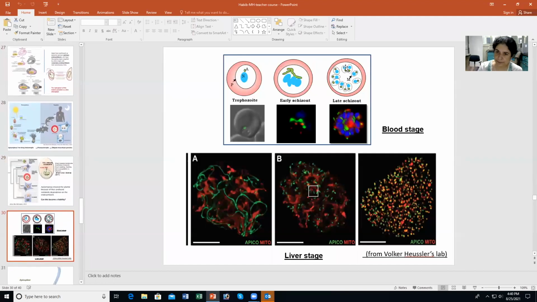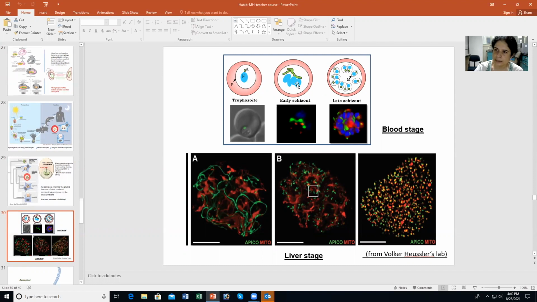Now, if you look at the apicoplast morphology, that is also very interesting. It's not like a discoid chloroplast. In the early stages, it's a very small organelle. But in the late trophozoite, early schizont stages, in the RBC blood stages, it becomes elongated and starts becoming branched. There's a single apicoplast and a single mitochondrion, and they are present in proximity to each other. And it becomes branched and elongated.